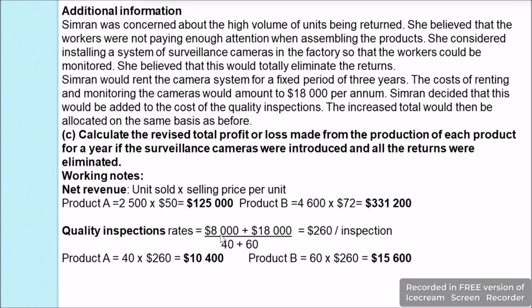The quality inspection rate will change because we are adding this cost of 18,000 to the quality inspection. So 8,000 was previously the cost for our quality inspection plus 18,000 divided by 40 plus 60. So we'll get the value as $260 per inspection. For product A, we require 40 inspections, so 40 times 260 will be $10,400, and for product B it will be 60 times 260, which will be $15,600.